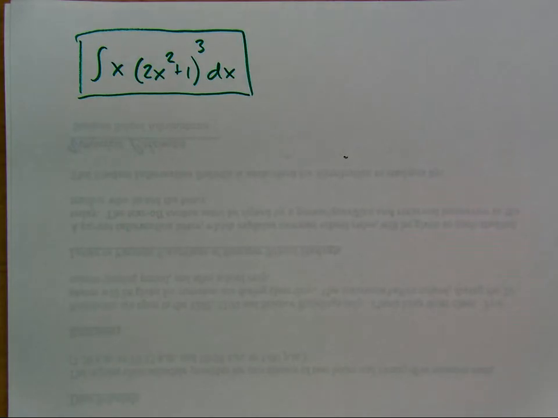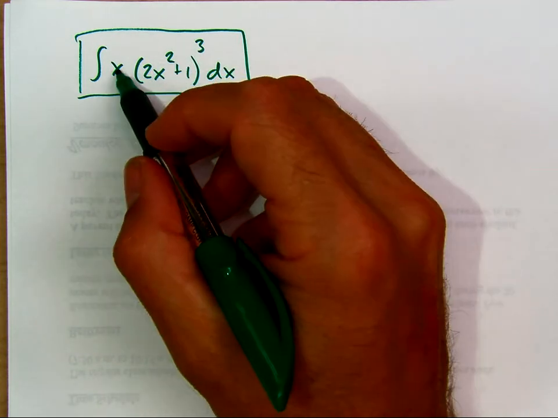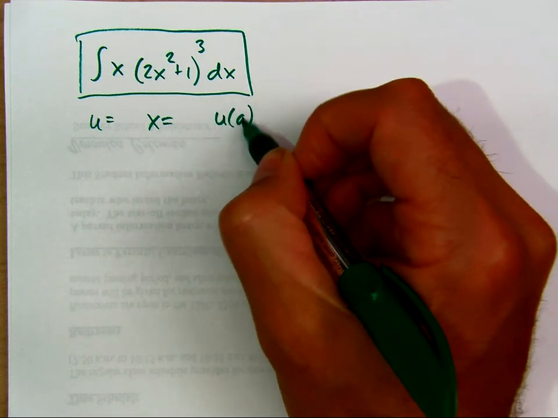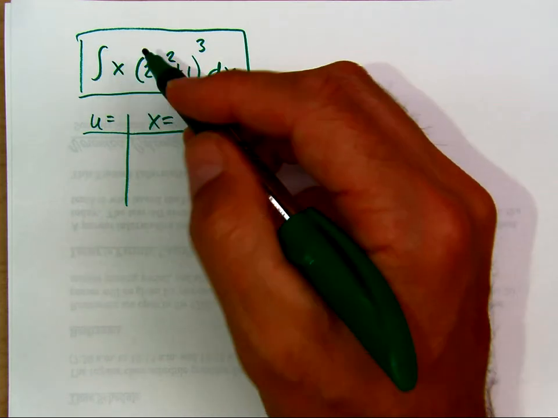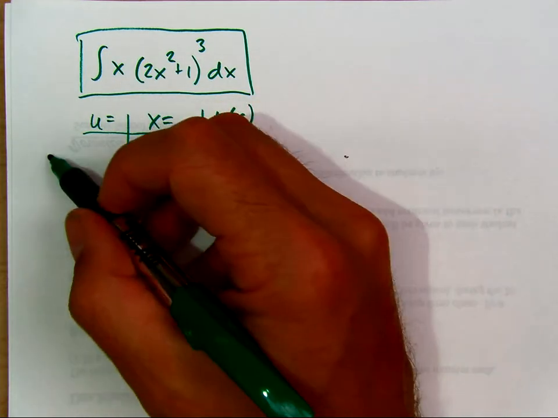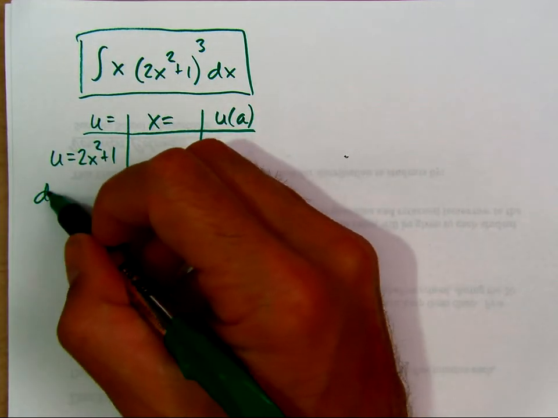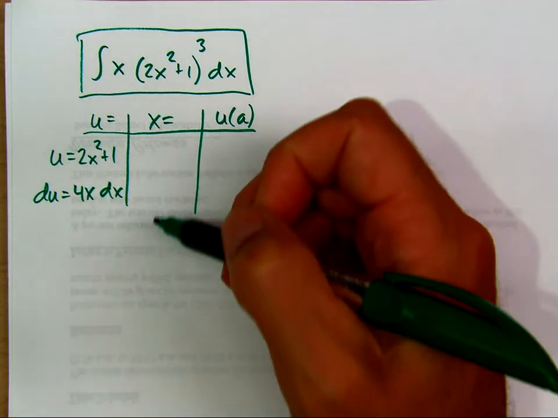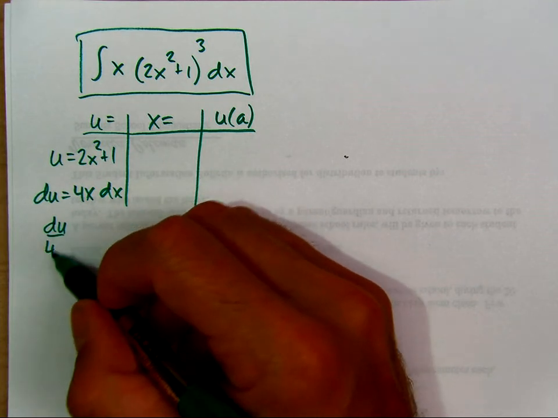Alright, so here we just have to identify the inside function, and here's an outside, here's an inside, and let's just hope that cancels. So we'll have u, x, and u evaluated at some number at a limit. We're not going to use that column because we don't have limits. Hopefully we don't have to use this column. So u is the inside. The differential of u is 4x dx. And du over 4x is dx.